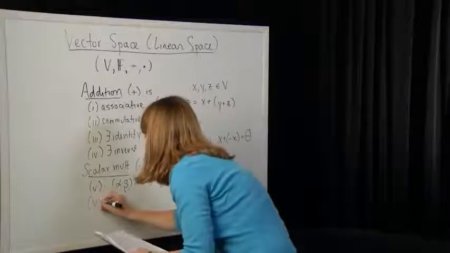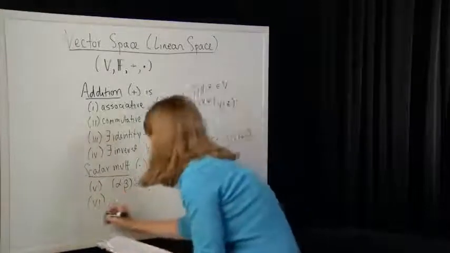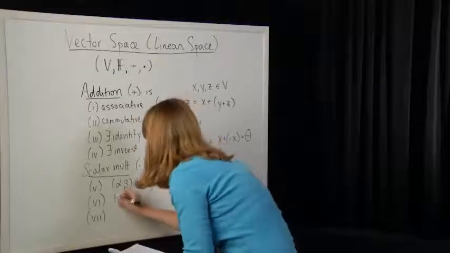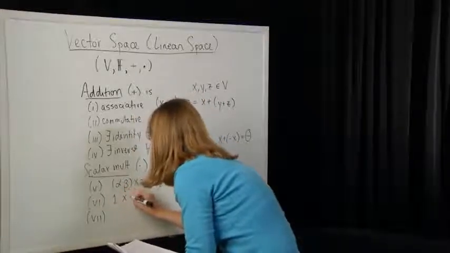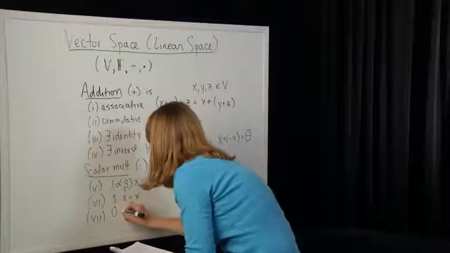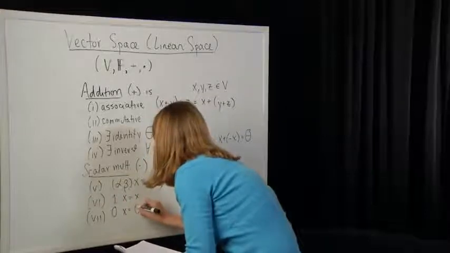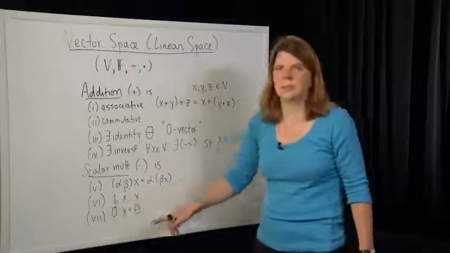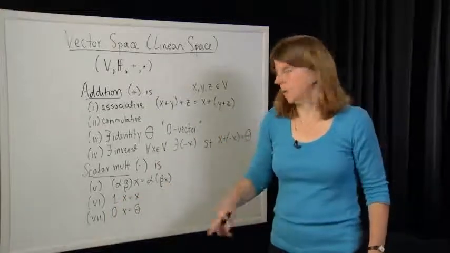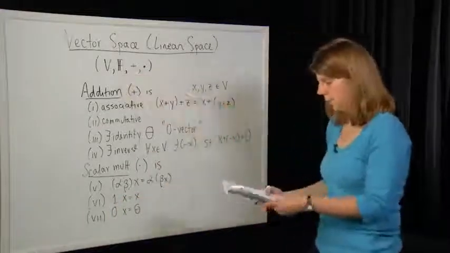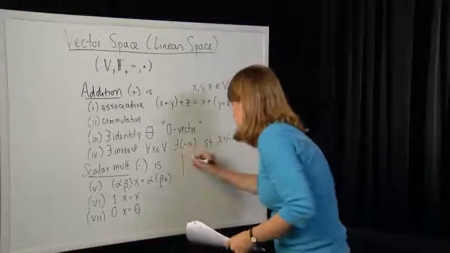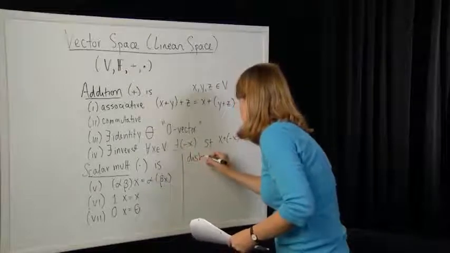And then similarly, we have the identity and the inverse elements. So 1 times x is equal to x, and 0 times x is equal to the 0 vector. And here, 1 and 0 are the associated identity elements from the field, so from the field F. And then finally, we have the distributive laws.